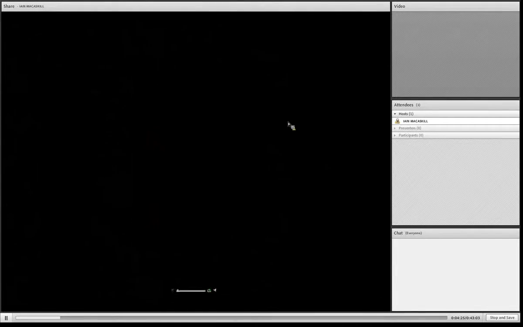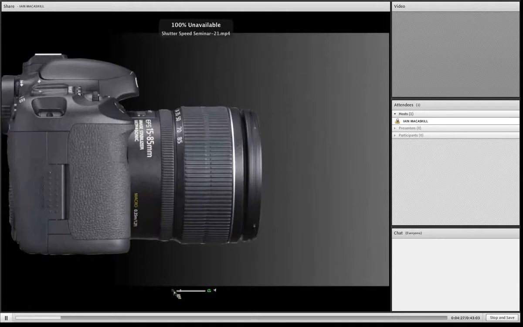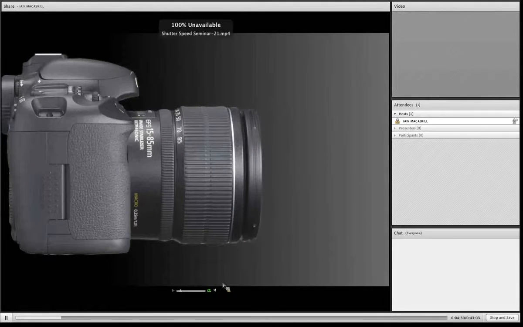Okay, well, this is your camera. Nice to meet your camera, nice to meet your audience. And inside the camera, this is what you have.